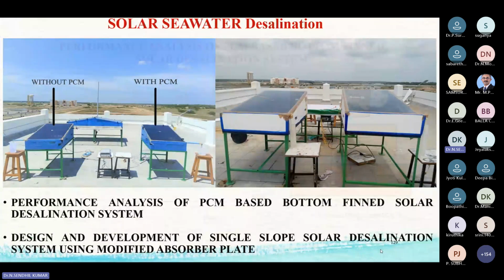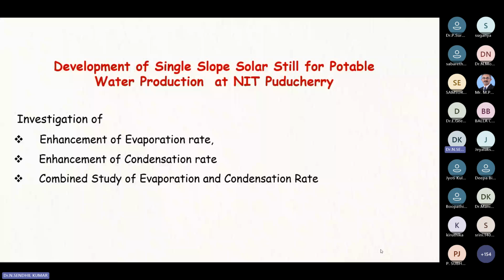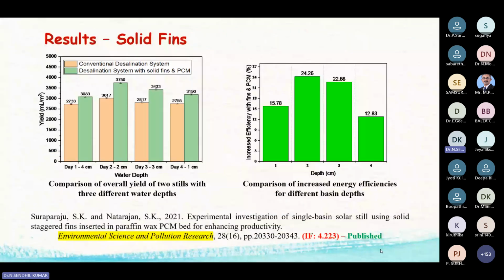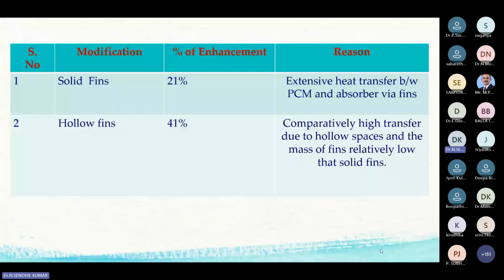A lot of experimental results are there. After using the PCMs, a lot of enhancement of solar cell efficiency will be there. So if you use PCM without any external agency, your efficiency will be more. Here the concept is evaporation and condensation rate, so we enhanced a lot of things. We have used circular pins, hollow pins and solid pins. In the hollow pins we have placed the PCMs to further enhance the efficiency of the system. Like that we have done a lot of work, our papers are published, and we got a patent also.